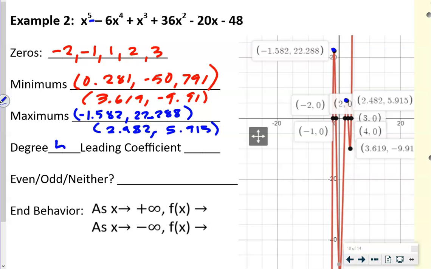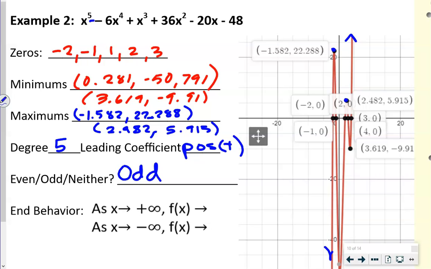So our degree, we know, is a what? This is fifth degree, right? Our leading coefficient was positive. I'm going to put a plus here, okay? Then, was this even, odd, or neither? So this was odd, right? So that's how we know that it's going to start one direction and end the other. And this one, notice it's starting down.